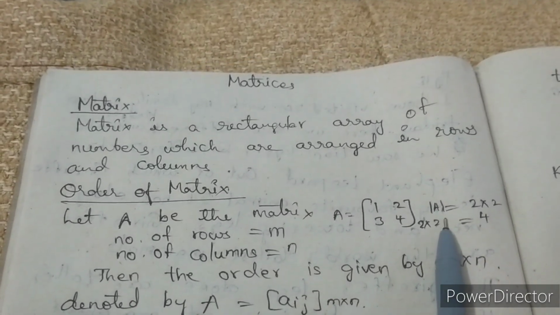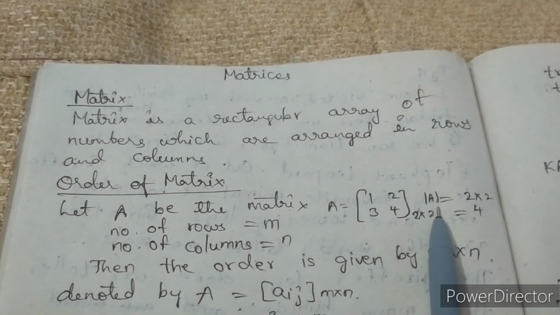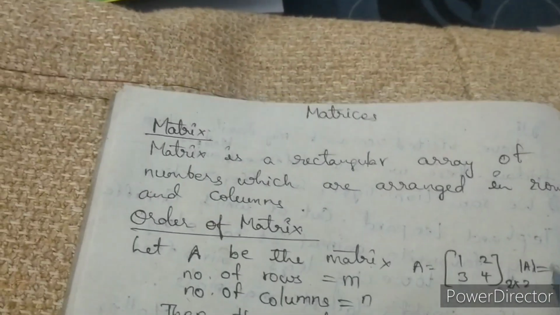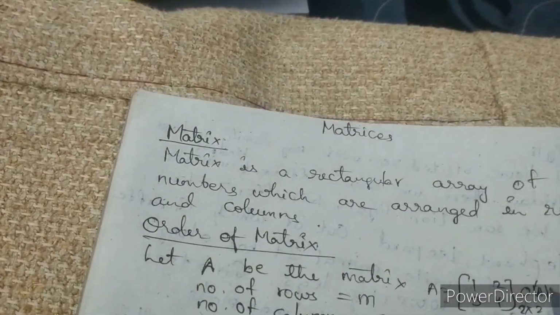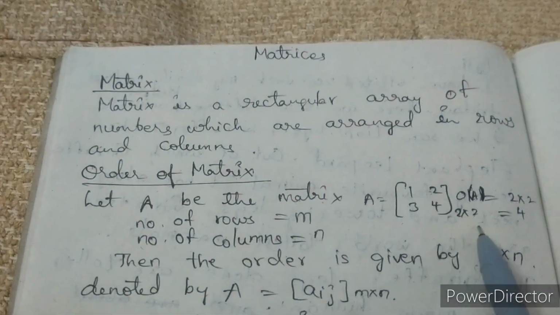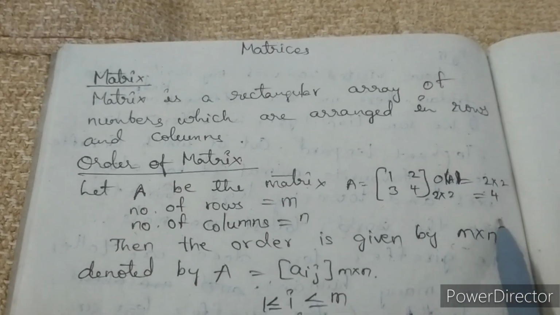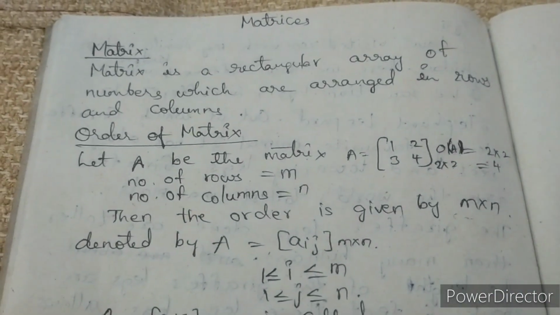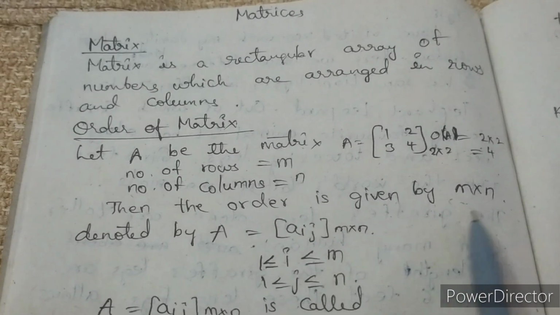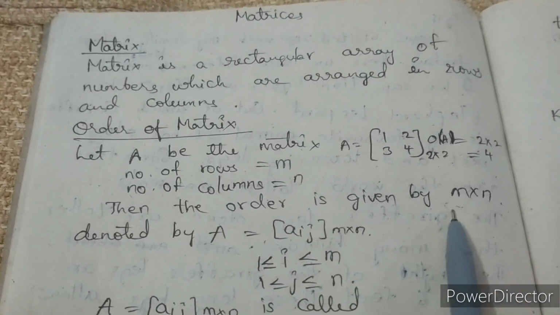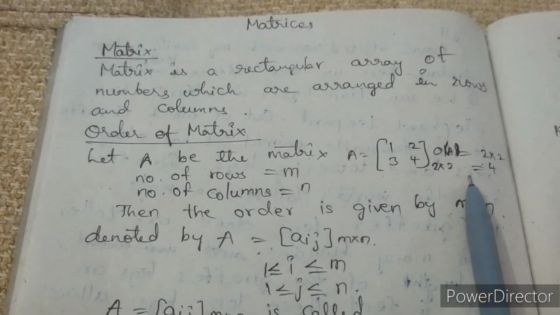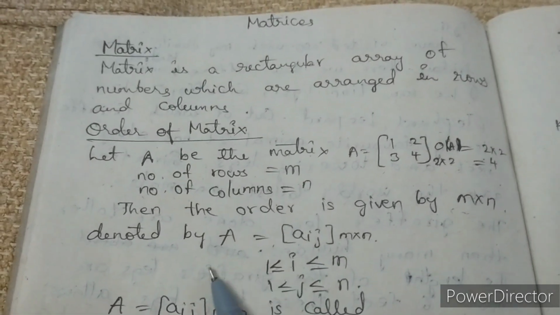So how will you find the order of a matrix? You'll find it as order of A is equal to m into n, that is 2 into 2, which is equal to 4. As you can see here, the order is given by m by n. So you can simply multiply the number of rows and columns of the matrix in order to get the order.